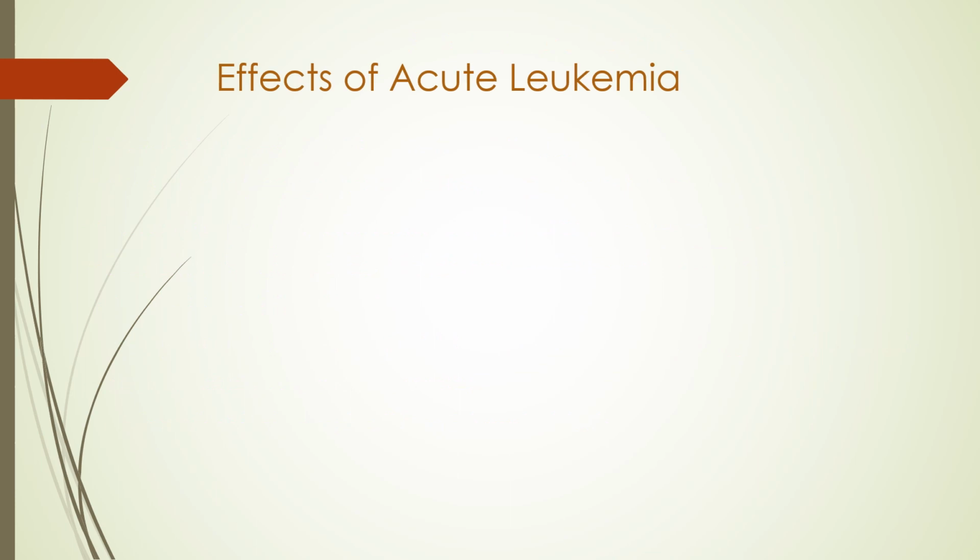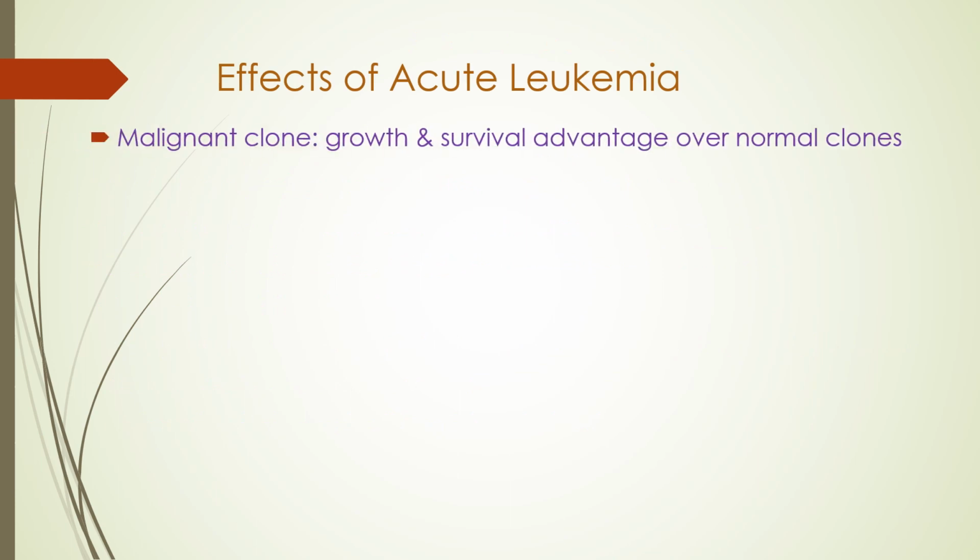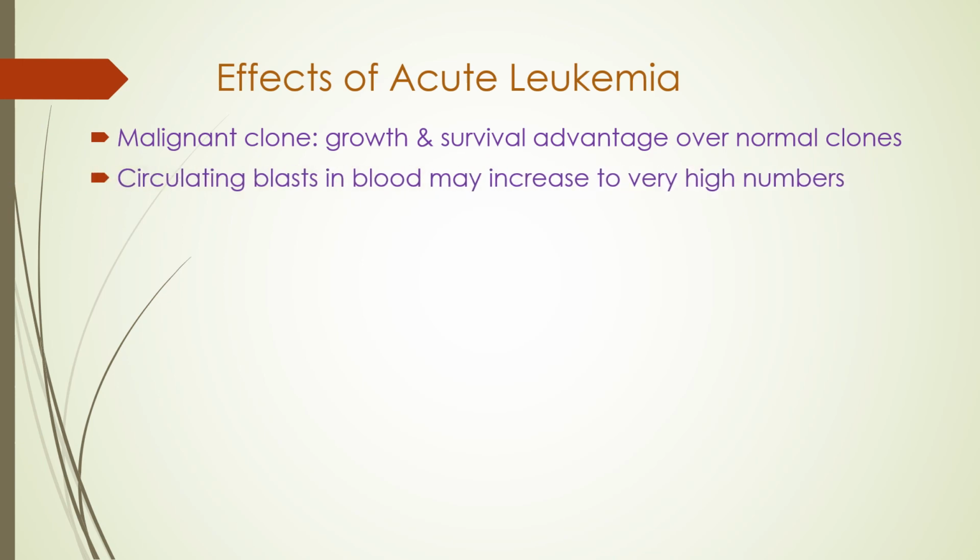The effects of leukemia. As we already know, the malignant clone has emerged, and this malignant clone has growth and survival advantage over normal clones. So more and more cells of the abnormal clones are produced. Circulating blasts in the blood may increase to a very high number, that is, the blood which is circulating may contain a very high number of blast cells. They may be myeloblasts or they may be lymphoblasts.